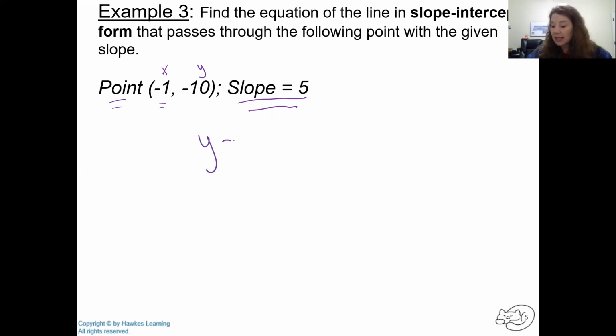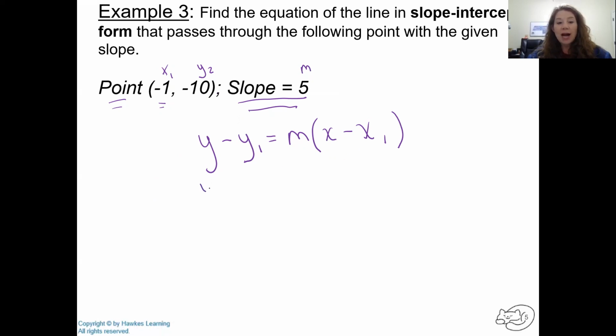So the formula is y minus y1 is equal to the slope times x minus x1. That's a formula. Formulas never change, they're always the same. Well, since this is our point right here, this is going to be x1 and y1. And of course, this is our m. This is our slope. So we're going to plug in what they give us.